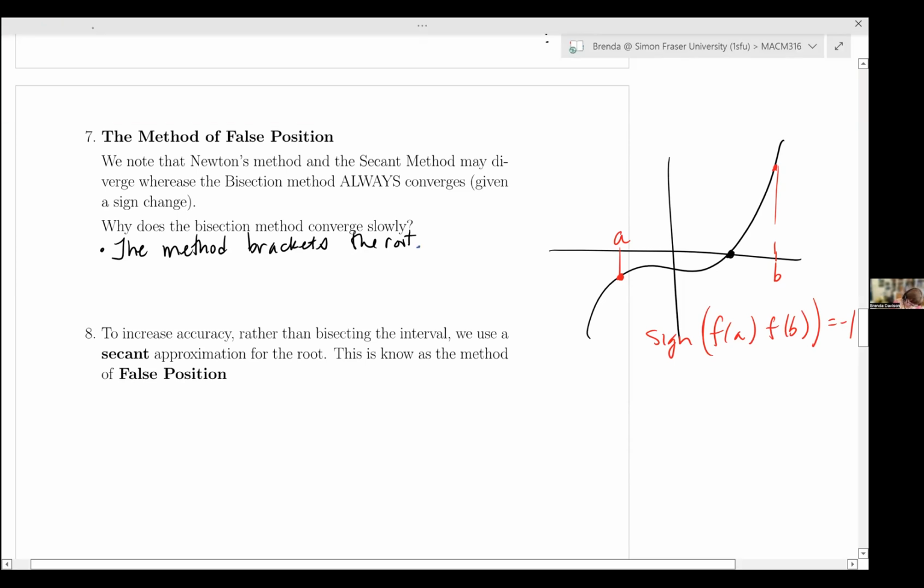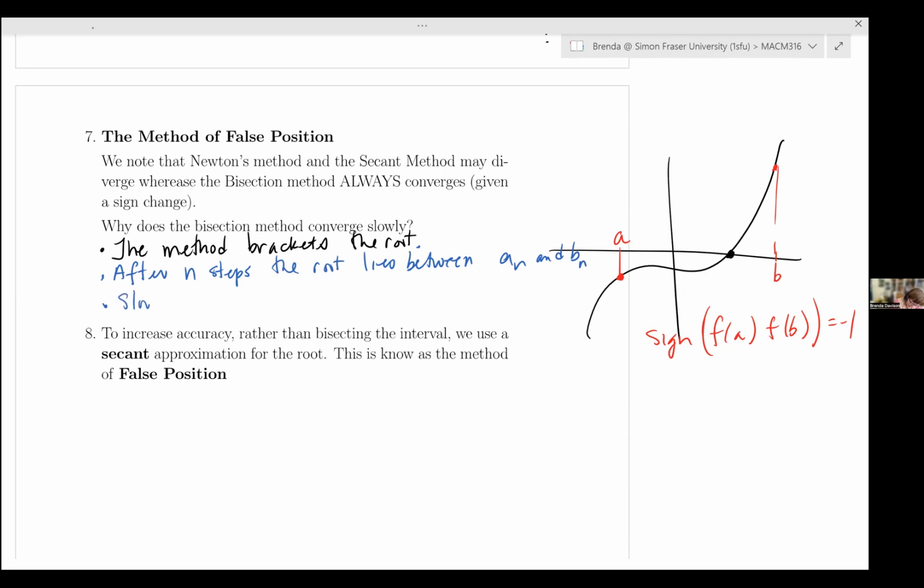and after n steps, the root lies between a_n and b_n. So we get that, and that interval just keeps getting smaller. And the slow convergence is a result of always picking the middle.